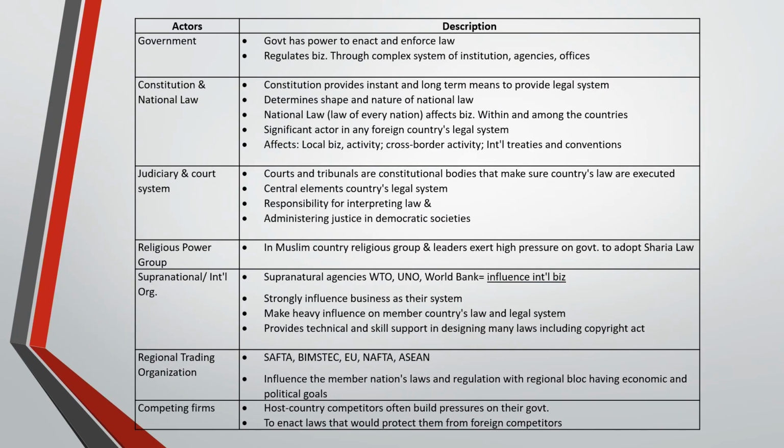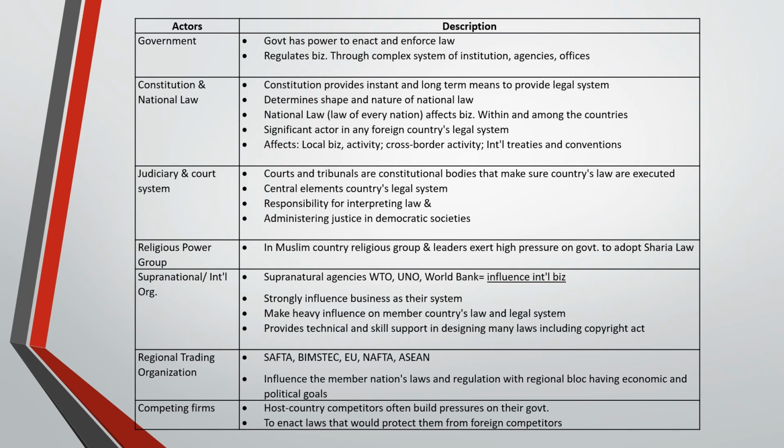Now, actors in the legal system. First we have government. Government has the power to enact and enforce the law, and regulate the business through a complex system of institutions, agencies and offices. Next we have the constitution and national law, where the constitution provides the instant and long term means to provide a legal system. It determines and shapes the nature of the national law. National law, as the law of every nation, affects the business within and among the countries. Significant actors in any foreign country's legal system affect the local business activities, cross-border activity and international treaties and conventions.